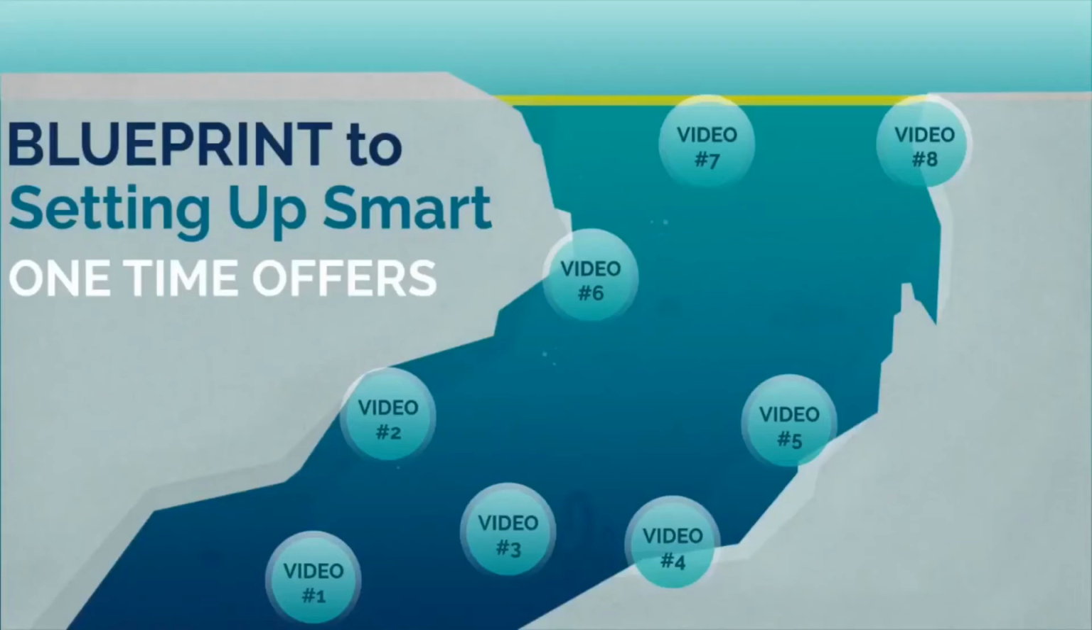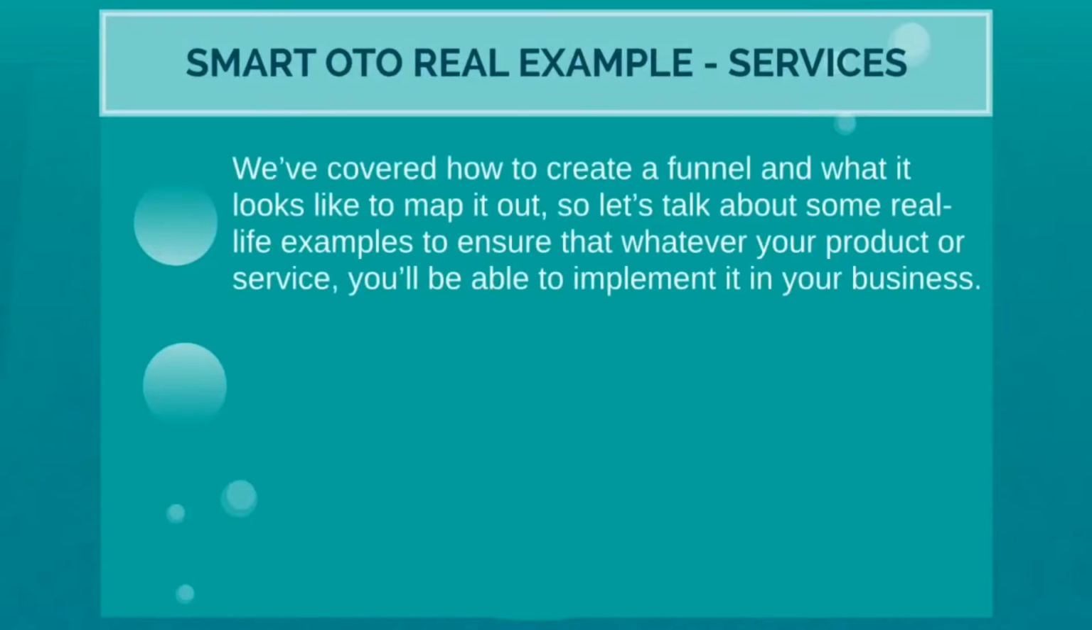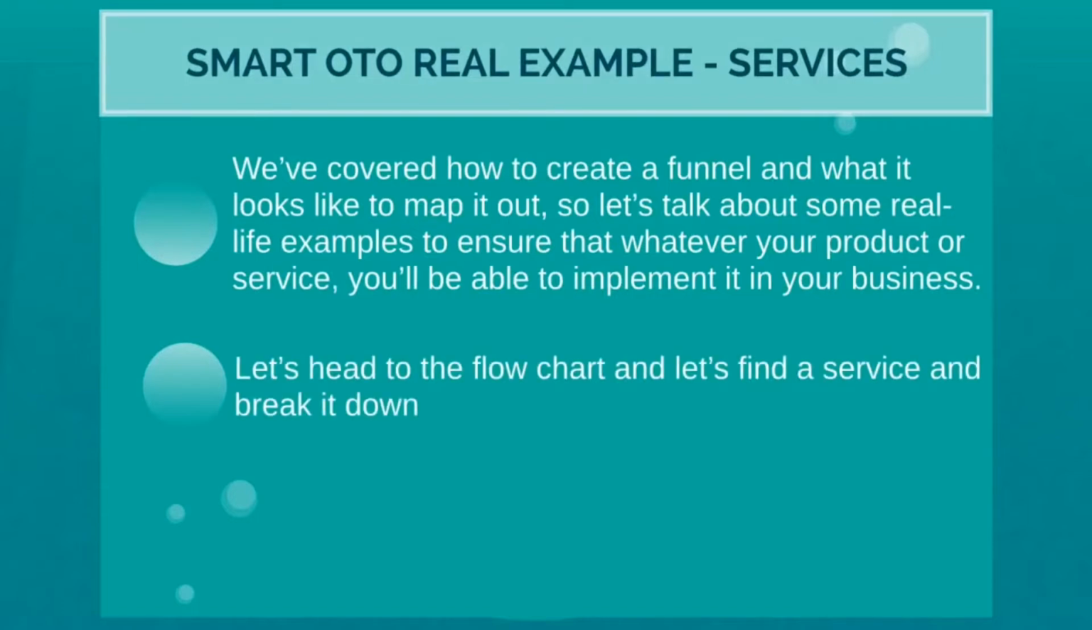Okay, so this is video number 7, and we're going to talk about, similar to what we talked about in the previous video, but we're going to map out a product funnel that is just for services. So let's head on over to the flow chart and let's find a service and break it down.